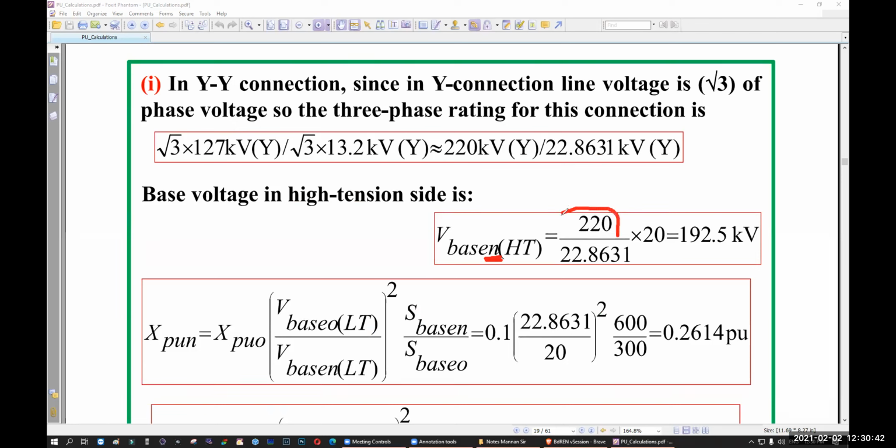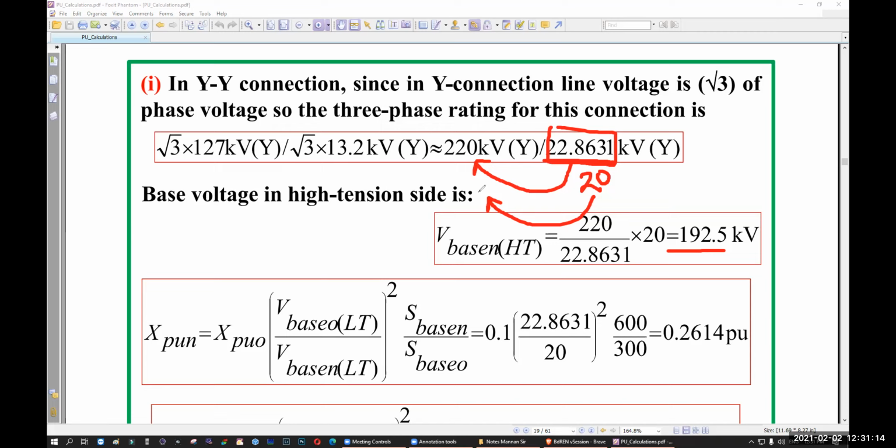This is the transformer rating, but these voltages are not real, not actual. So your base is 20. Got my point? Here, if you give 22.86 kV to this transformer, you will get 220 kV. Now, if you give 20 instead of 22.86, how much will you get? You will get 192.5. Obviously, 22 becomes 220, and 20 becomes less than that, right?